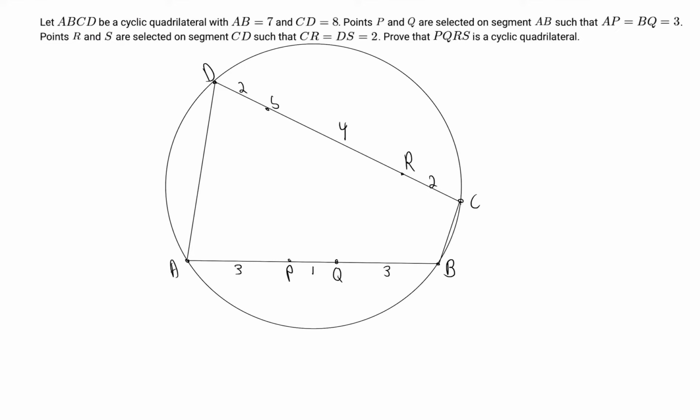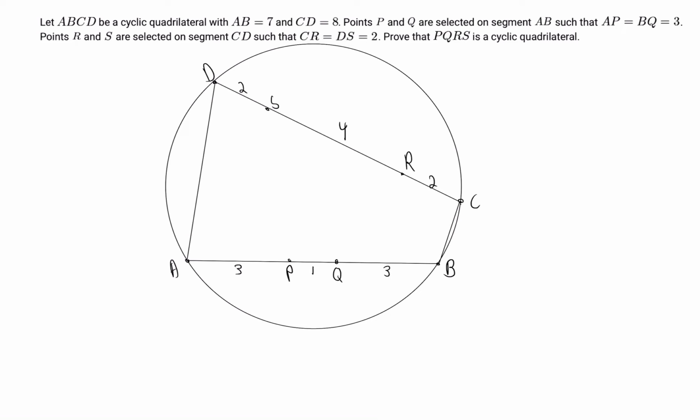Let's solve this 2024 JMO problem 1. Let ABCD be a cyclic quadrilateral with AB equal to 7 and CD equal to 8. Points P and Q are selected on segment AB such that AP is equal to BQ, which is equal to 3. Points R and S are selected on segment CD such that CR is equal to DS, which is equal to 2. Prove that PQRS is a cyclic quadrilateral.